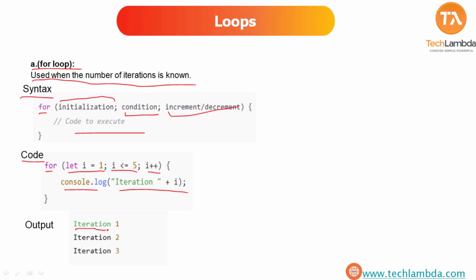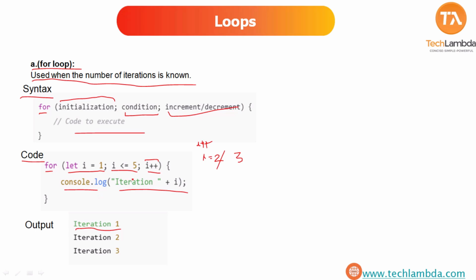So the output is iteration 1 when i is equal to 1. Now again the increment. The value of i becomes 2, right? i++ increases the value by 1. So again it prints iteration 2. Again the increment, i++, and now i becomes 3, right? So it prints iteration 3.